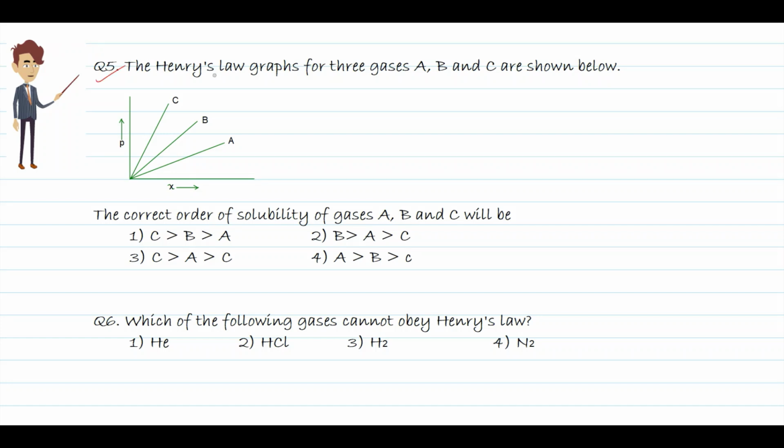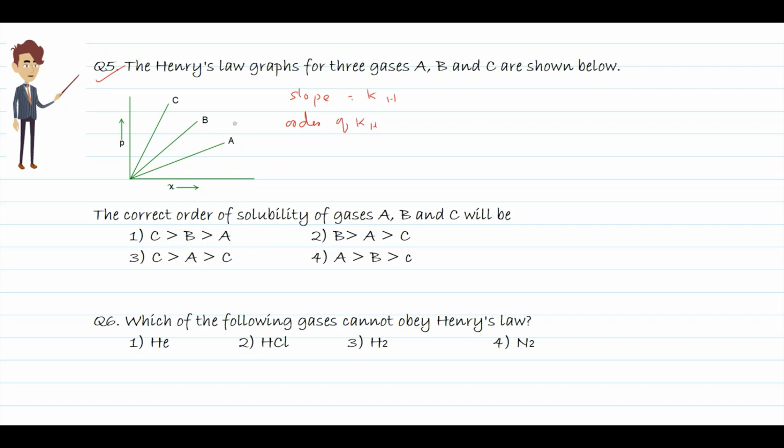Coming to 5. Henry's law graphs for three gases A, B and C are shown below. The correct order of solubility of gases A, B and C will be? In the graph you can see three lines corresponding to three different gases A, B and C. To answer this question, we have to arrange these gases in the order of slope. Slope is nothing but equal to Kh. So you can arrange these three gases in the order of Kh value.